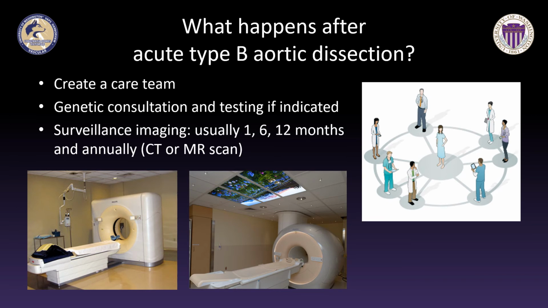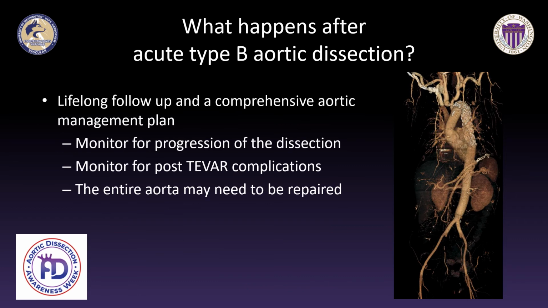Therefore, we have to follow people's aortas over time with surveillance imaging, usually at 1 month, 6 months, 12 months, and then annually thereafter using CT or MR. And what we are looking for is progression of the dissection, beyond the areas which were dissected to begin with. We're also evaluating for any evidence of new aneurysms that may form, whether in the area that was dissected or in other areas that were undissected. And if somebody had a TEVAR, we're also monitoring for post-TEVAR complications. And ultimately, in a certain portion of the population, the entire aorta may need to be repaired.